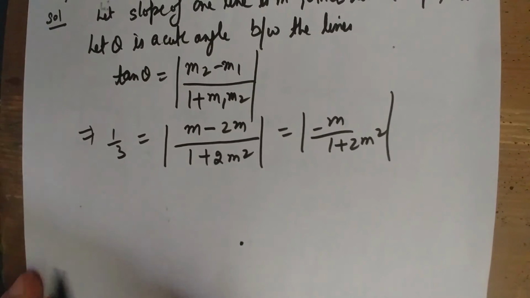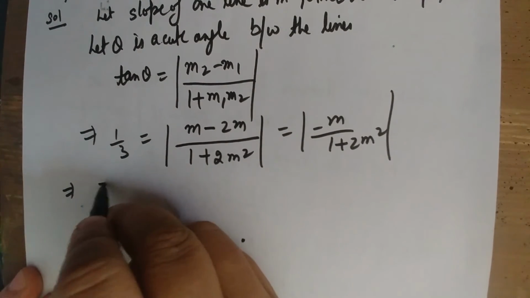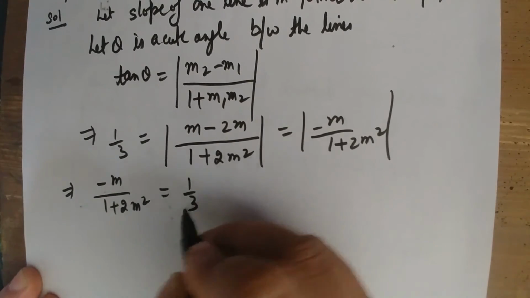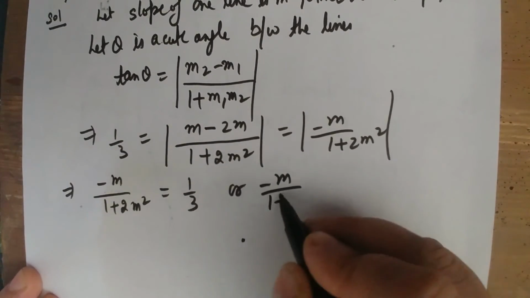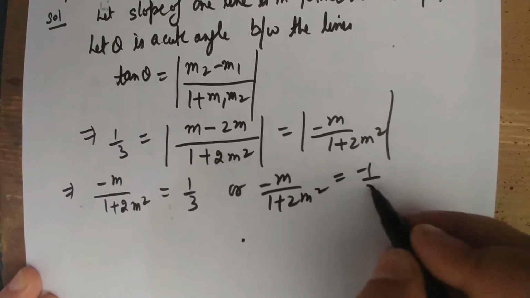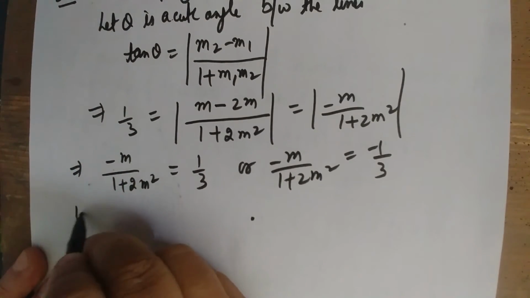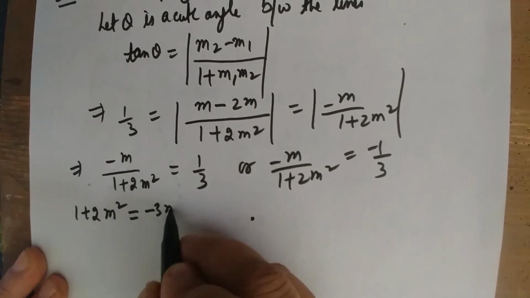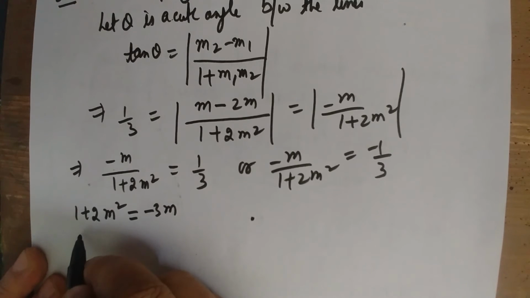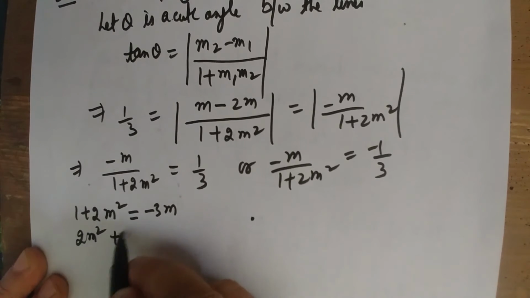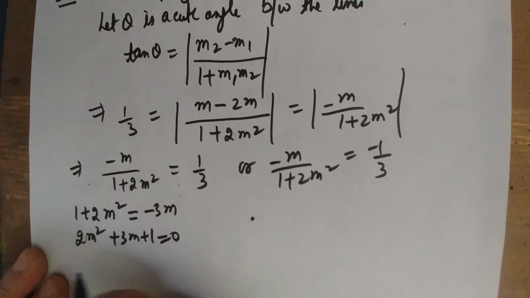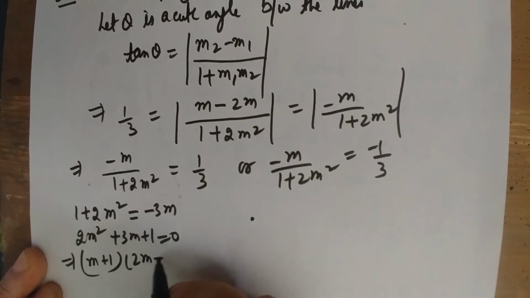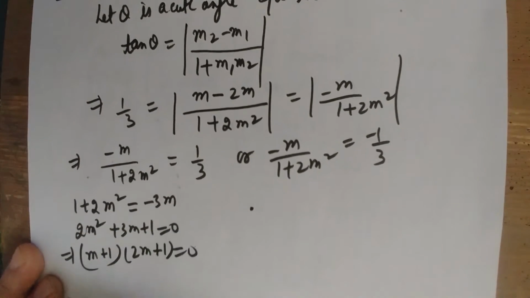Now opening the modulus, I will get two situations here. One is minus m upon 1 plus 2m square equal to 1/3, or minus m upon 1 plus 2m square equal to minus 1/3. So cross multiplying, 1 plus 2m square is equal to minus 3m, right? And 2m square plus 3m plus 1 equal to 0. So if I factorize it, I will get the factors as m plus 1 and 2m plus 1 equal to 0. You can work it out from here.